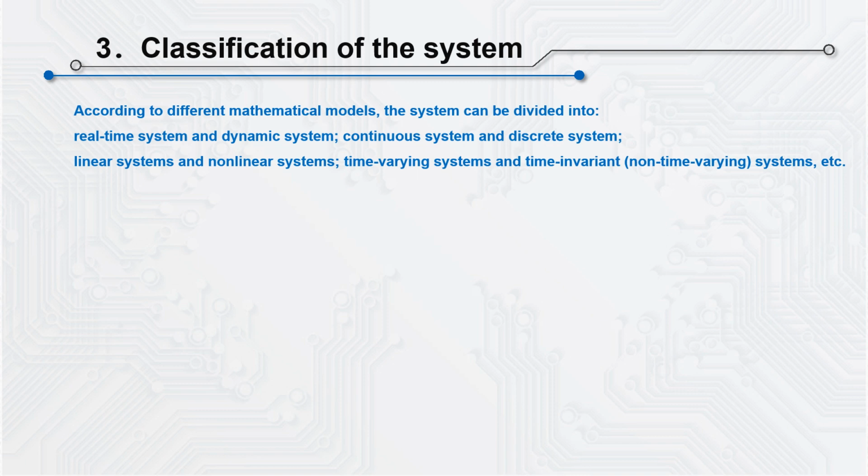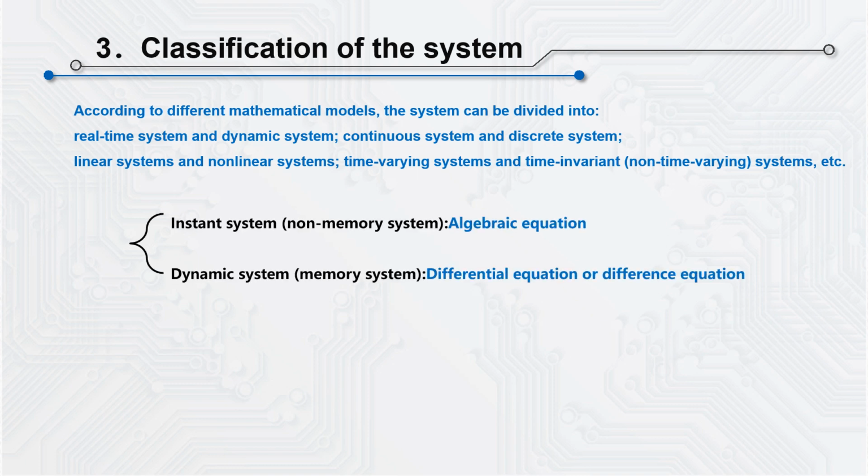According to different mathematical models, the system can be divided into real-time system and dynamic system, continuous system and discrete system, linear system and nonlinear system, time-varying system and time-invariant system, or non-time invariant system, and so on. Real-time system refers to a non-memory system. Generally, it is expressed by algebraic equation. Dynamic system refers to the memory system. It is generally described by differential equation or difference equation.